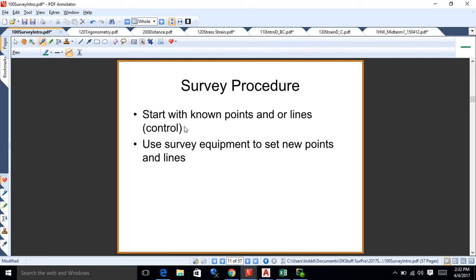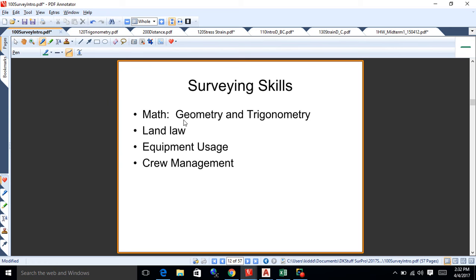In the old days, all the control was in the ground, set in with brass caps. Nowadays, some of our control is orbiting around the Earth, with our GPS systems and all that. Things change, but the principles stay the same. Okay, then once we have that control, we come off of it.